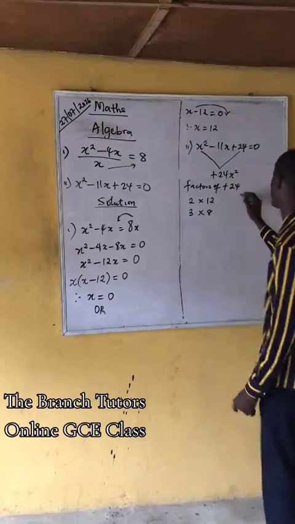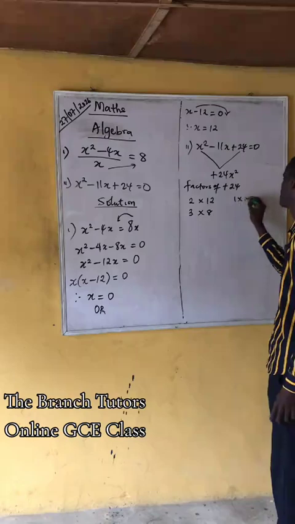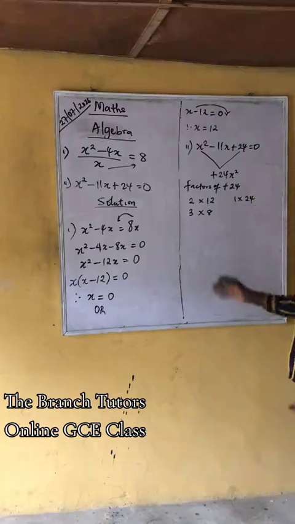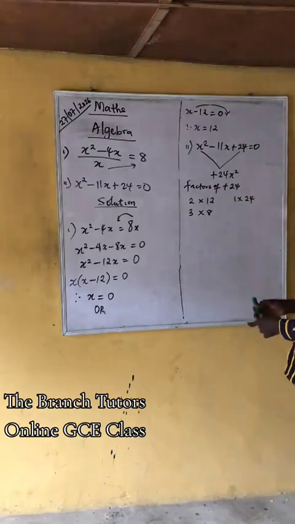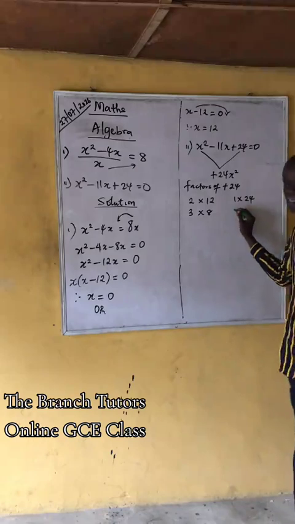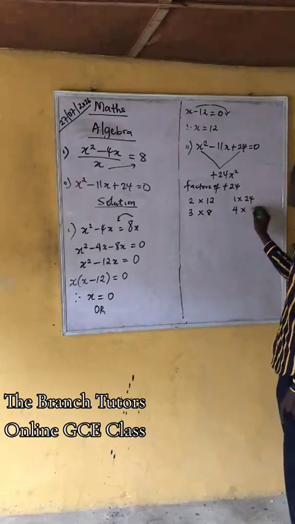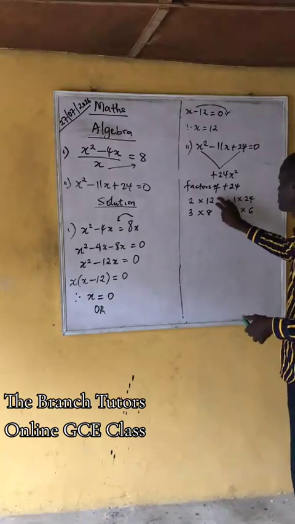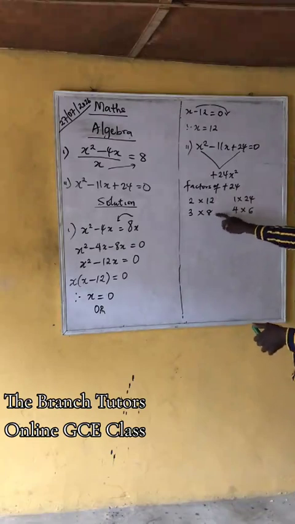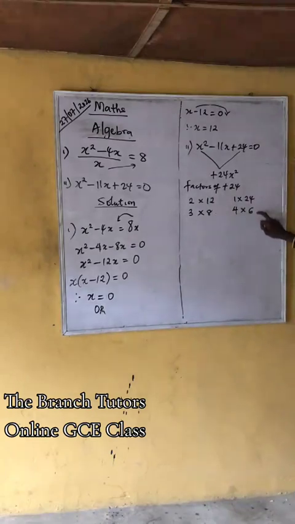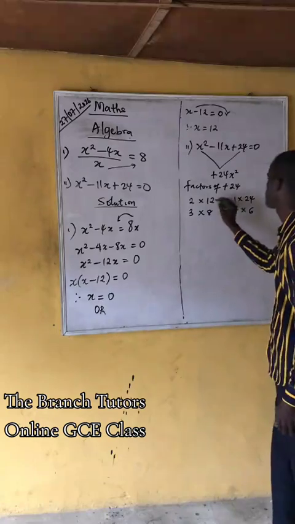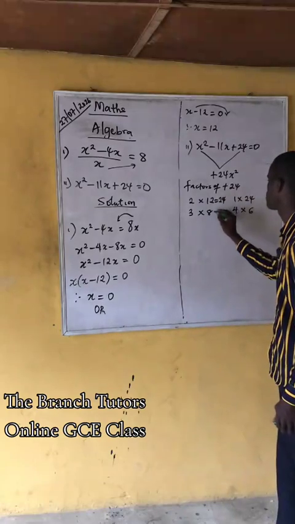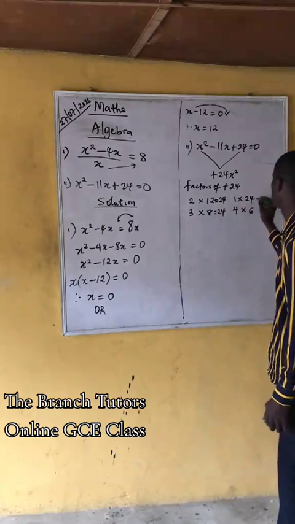Somebody said 1 multiplied by 24. Okay, let me write that down. 1 multiplied by 24. And 4 by 6. Someone said 4 by 6. Each of these numbers, when you multiply them, will give you 24.